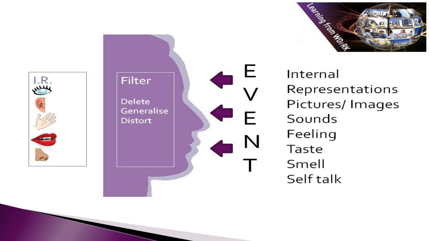Up to now, we've thought about how once we've filtered information, we create our own internal representation. And this representation is either in pictures, sounds, feelings, tastes, smells, or self-talk, or as it is called in NLP, auditory digital. So, representational systems is the system by which you are storing a particular bit of information, and they are to do with our senses, although auditory digital is often included in this as well.